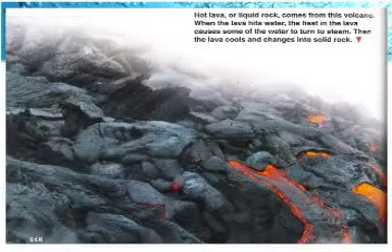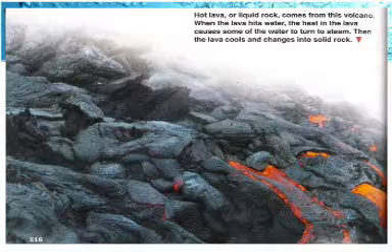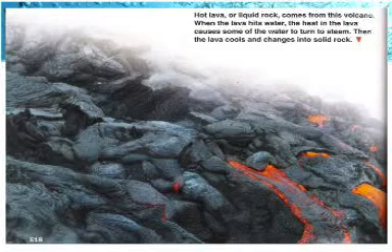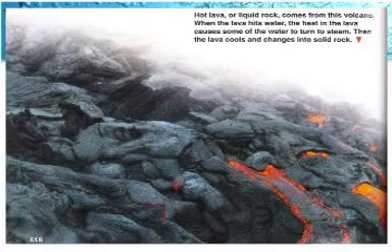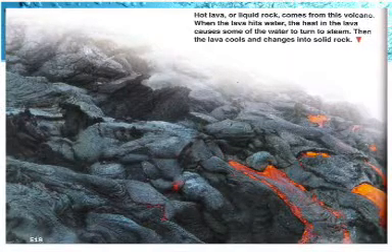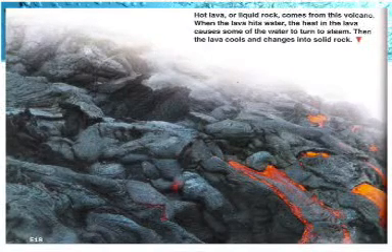Hot lava, or liquid rock, comes from this volcano. When the lava hits water, the heat in the lava causes some of the water to turn to steam. Then the lava cools and changes into solid rock.